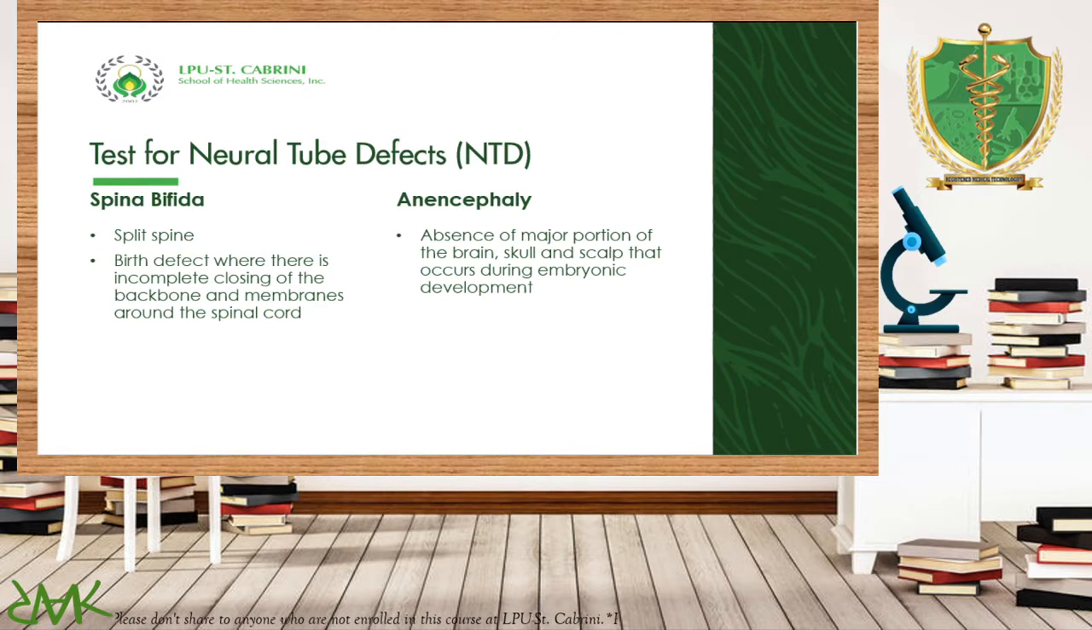When we say spina bifida and anencephaly, both of these are neural tube defects. Okay, when we say spina bifida, this is a condition wherein the baby has a split spine. This is a birth defect where there is incomplete closing of the backbone and membranes around the spinal cord of the baby. While anencephaly is a condition wherein there is an absence of a major portion of the brain, the skull, and the scalp that occurs during embryonic development.